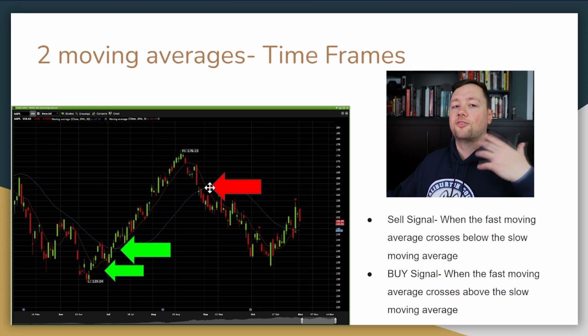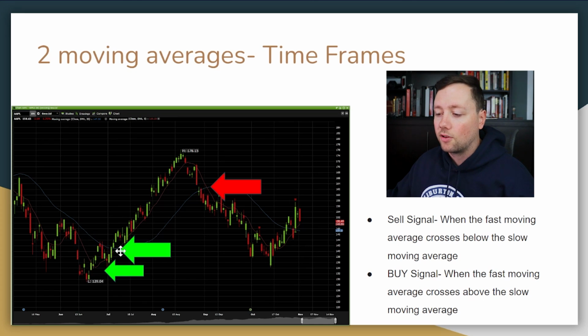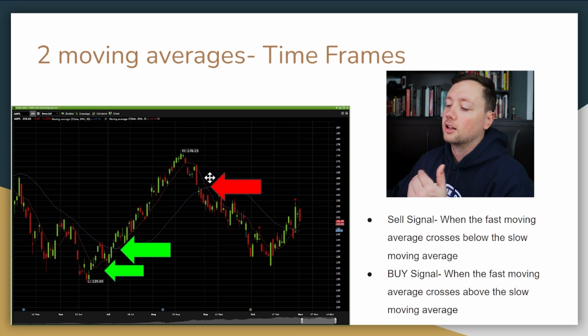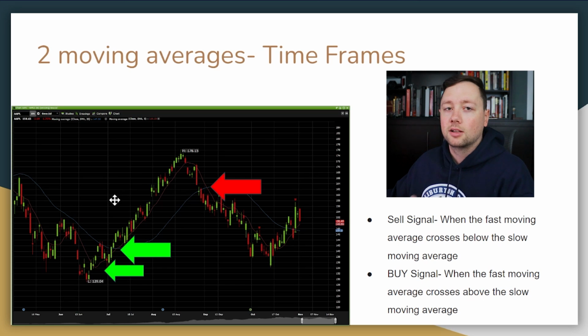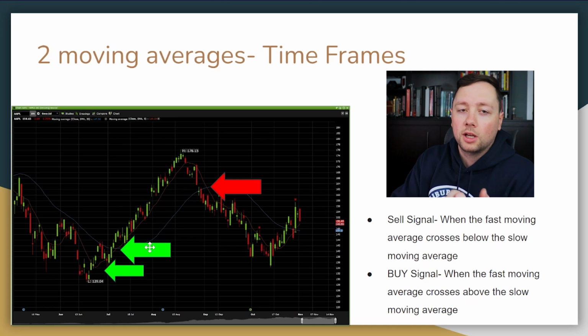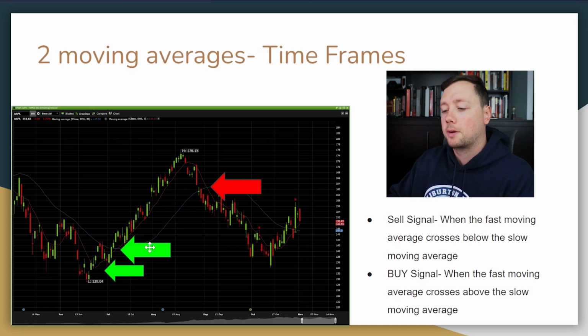So when our fast moving average crosses above our slow moving average, like what happened here at the beginning of July, that is a buy signal. And when the fast moving average crosses below the slow moving average, like what happened right here at the beginning of September, that is a sell signal. And so having multiple moving averages can give you additional signals and give you additional information about what is happening in the stock. You can also use them to just identify, are we in a bullish pattern or are we in a bearish pattern?